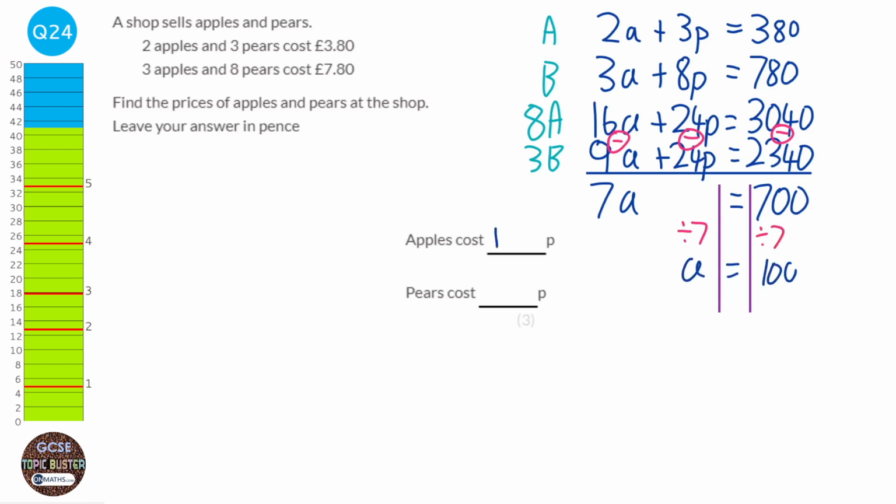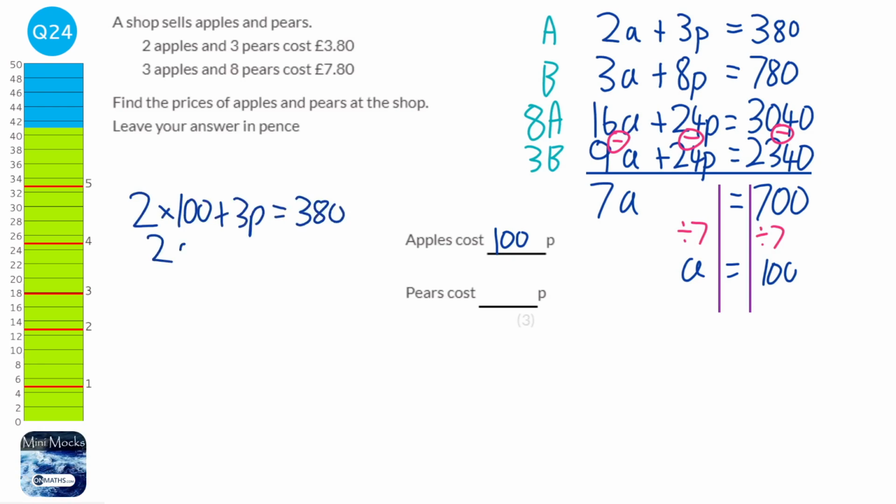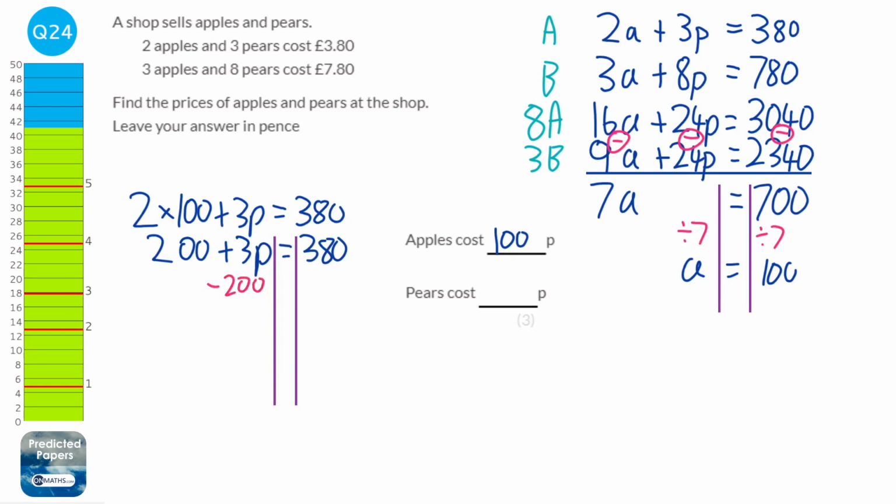So we know that apples cost 100, or £1. We need to work out what pears cost. So I just need to pick one of the equations. I'm just going to pick this top one here, and I'm going to write it out. But instead of a, we know that a is £1 or 100 pence. So 200 plus 3p equals 380. And then again, I'm just going to draw my lines down. And we're going to subtract 200 from both sides.